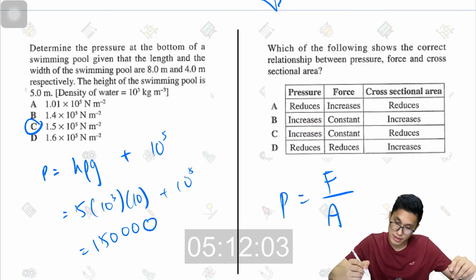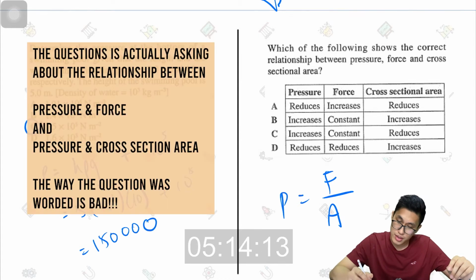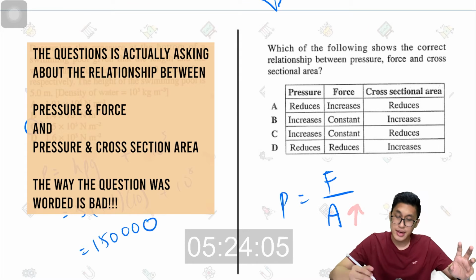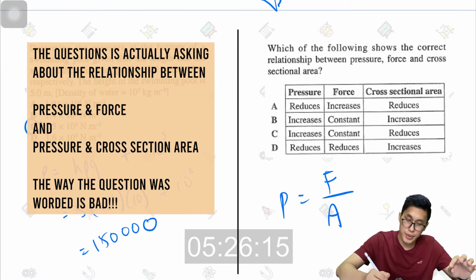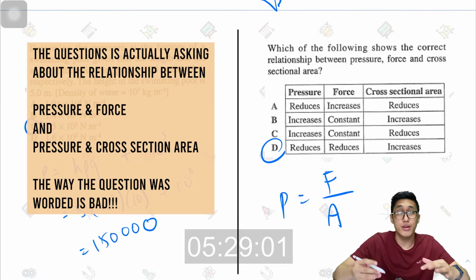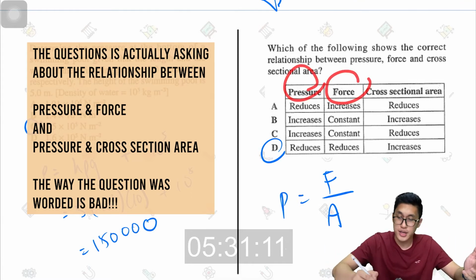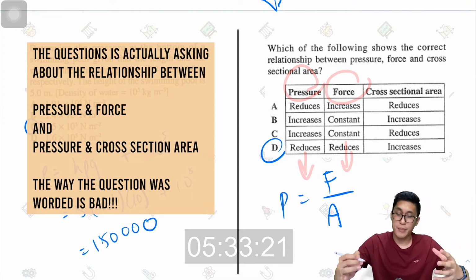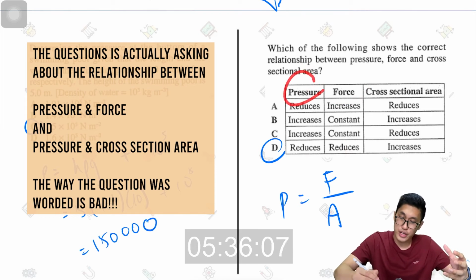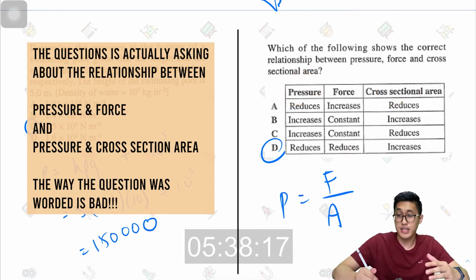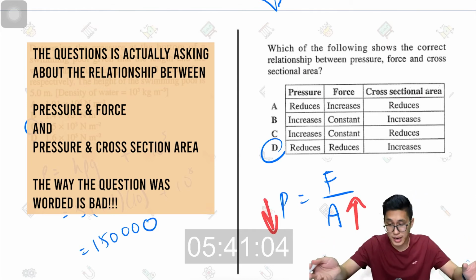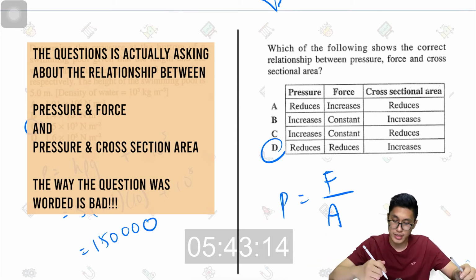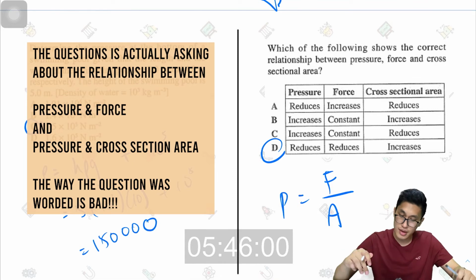But let's look at the other one. Cross-sectional area increases, pressure reduces, force reduces, correct? Cross-sectional area increases. Yeah, okay. D would be correct because D is the relationship between all of them. For example, between pressure and force, if one goes down, the other goes down. What about between pressure and cross-sectional area? If cross-sectional area increases, then pressure also goes down, right? So D would be the one that is correct in this case, okay?